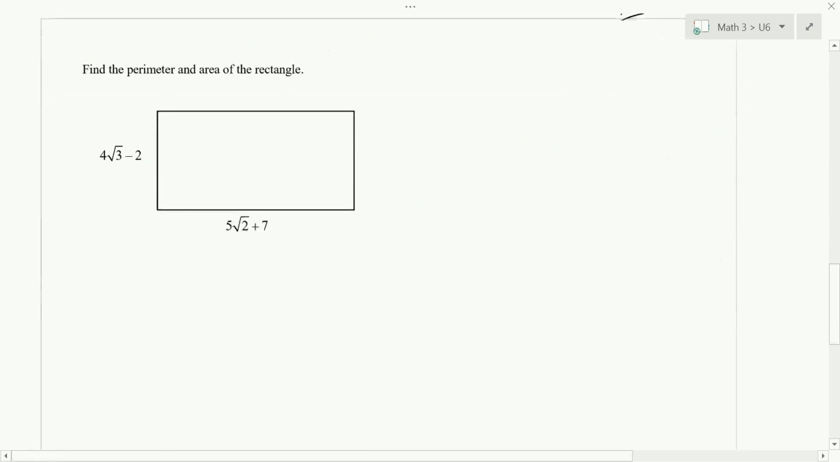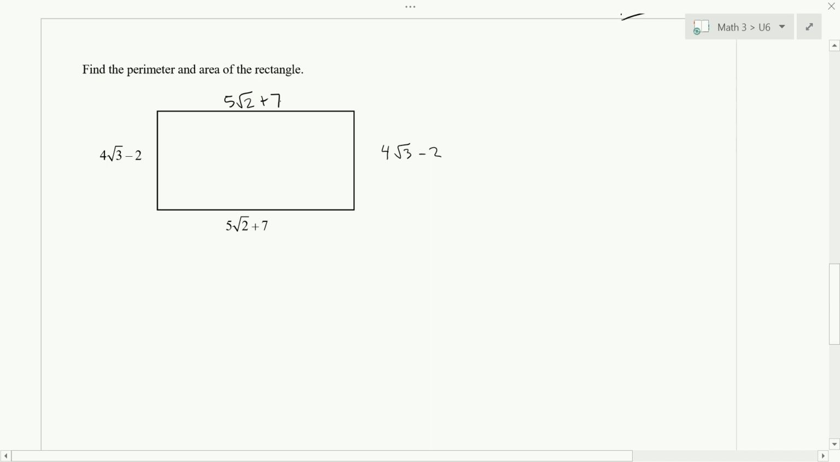Okay, the last part of this is just an application. Again, still doing the same kind of math, but applying it a little bit to geometry. So here we have a rectangle, and a property of rectangles, opposite sides of rectangles are what? Are congruent to each other. And so if the left side has a length of 4 root 3 minus 2, the right side also has a length of 4 root 3 minus 2. And if the bottom has a length of 5 root 2 plus 7, the top also has that same length. That's a property of a rectangle.